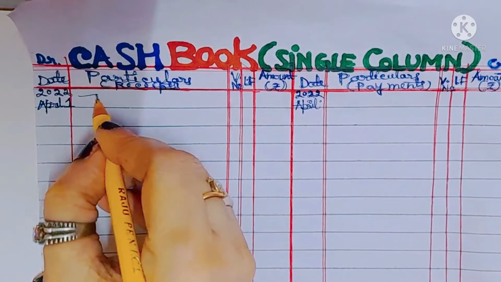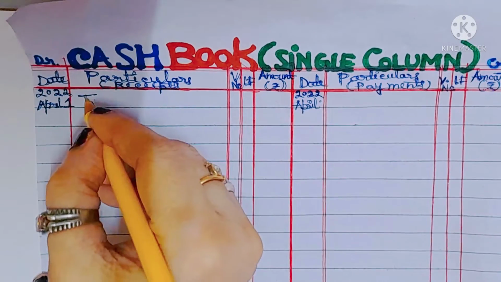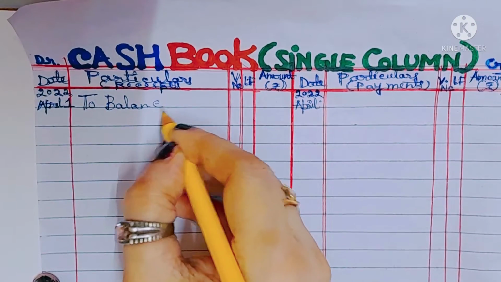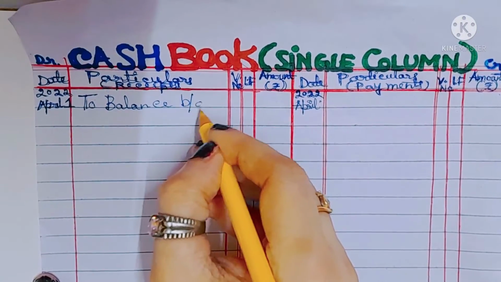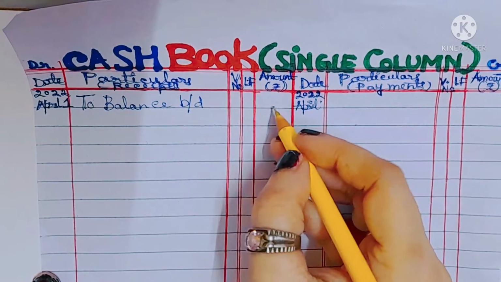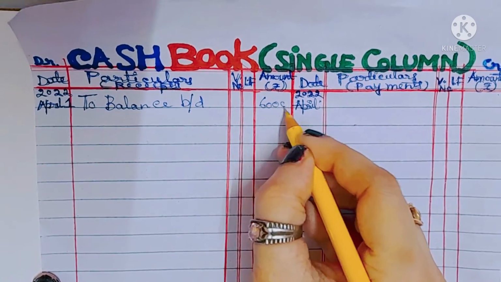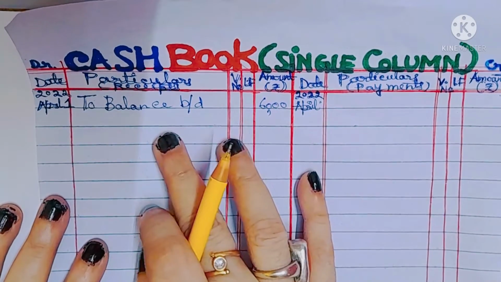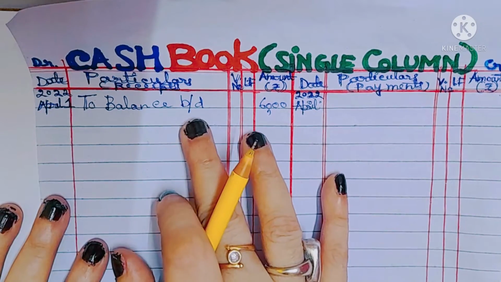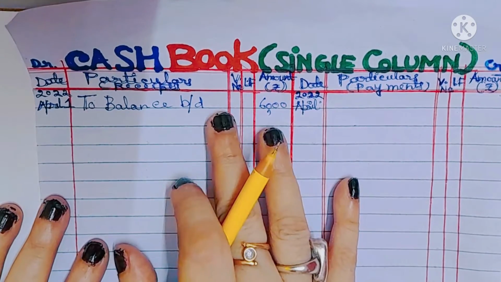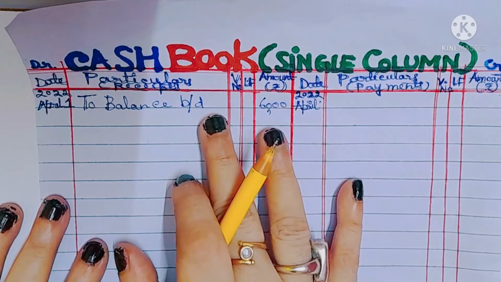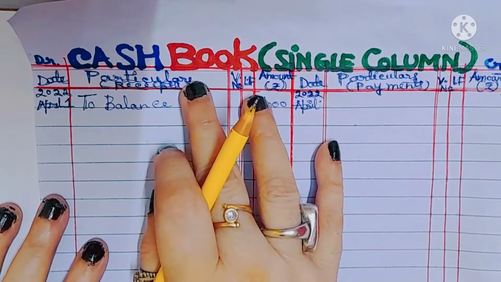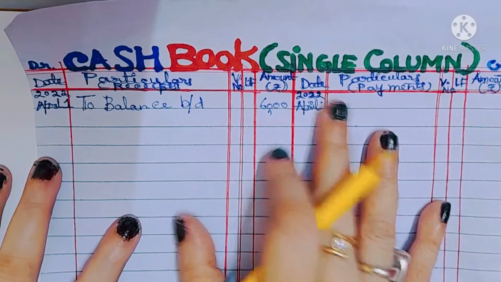So 1st April, to balance BD. BD means brought down. How much? 6,000. So there is no journal entry for the first transaction since the opening balance is given in the problem. So there will be no narration as well. Now let's see the next transaction.